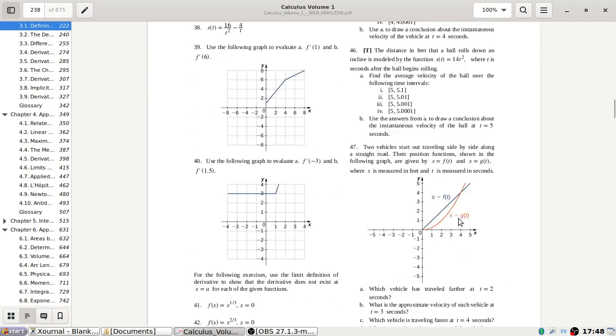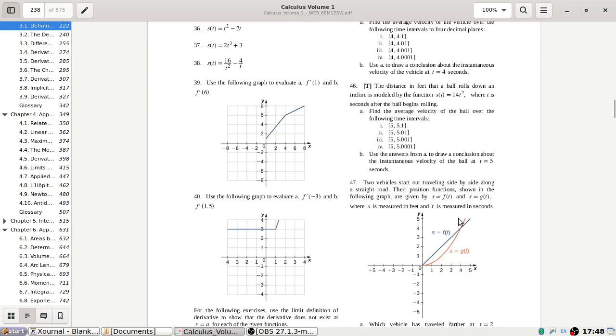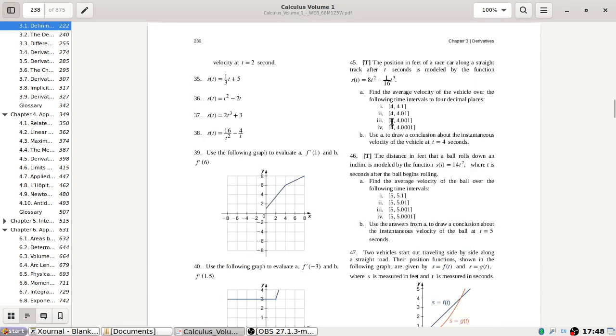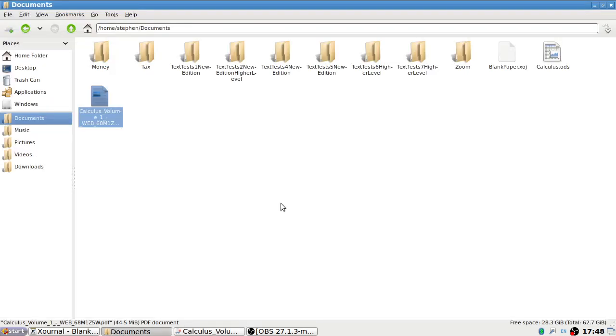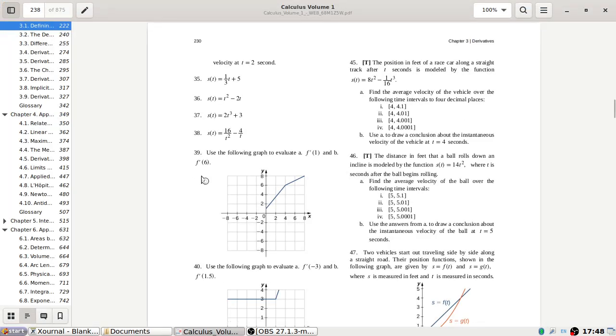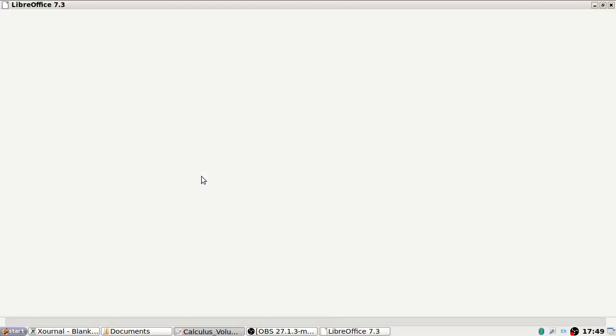Technology question now. Back to the spreadsheet, it looks like. The position in feet of a race car along a straight track after t seconds is modeled by that function. Find the average velocity of the vehicle over the following time intervals and draw the conclusion about the instantaneous. Very similar to the ones earlier, so I don't know why they're grouped separately. So let's have a look here.